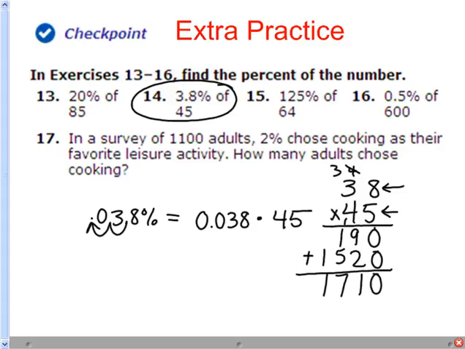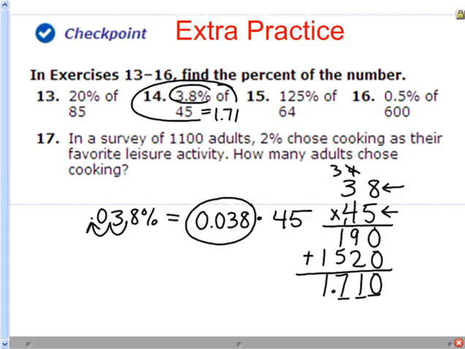But now we've got to consider the fact that there were 3 decimal places in the original problem. So I'm going to back up 1, 2, 3, and it looks like 3.8% of 45 is 1 71/100. Now 3.8% is a pretty small percent. So it makes sense that we should end up with a pretty small part of 45 for our final answer.